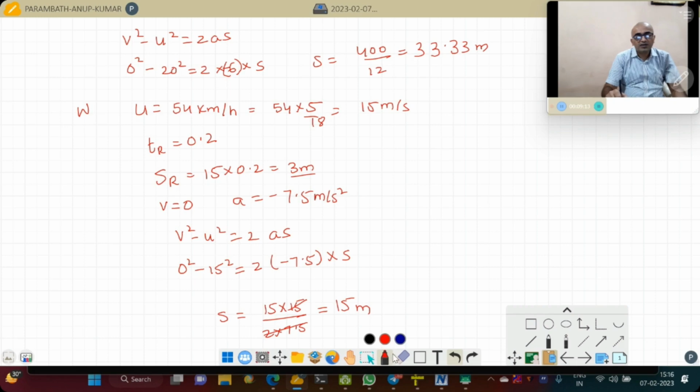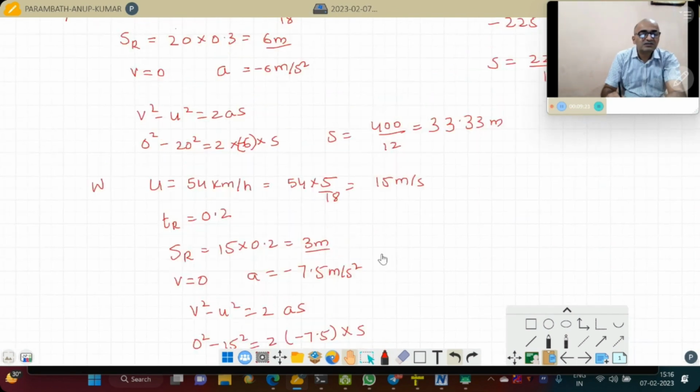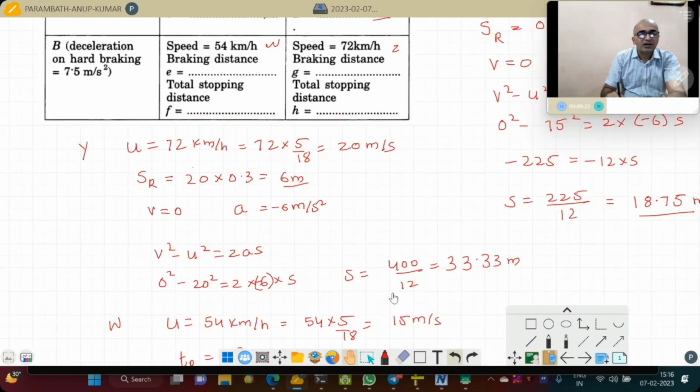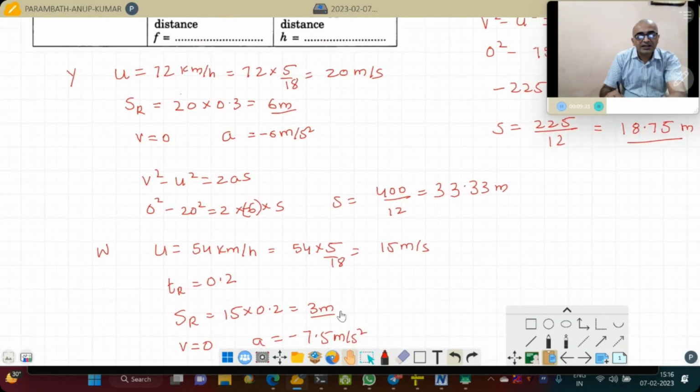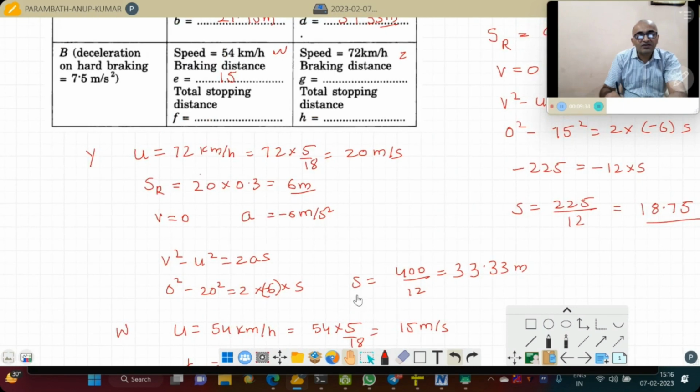Now coming back to our data filling, let us go back to fill our data. The braking distance is 15 meters, so I'll fill here 15 meters, and the reaction distance is 3 meters. Therefore, this total becomes 18 meters. Now the other driver, with a speed of 72 km per hour. Let us write down that data.